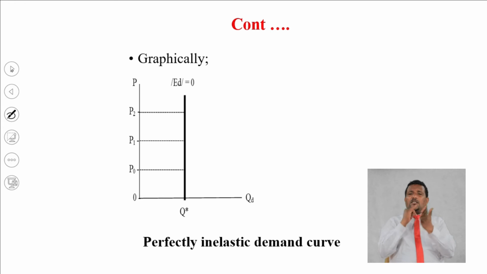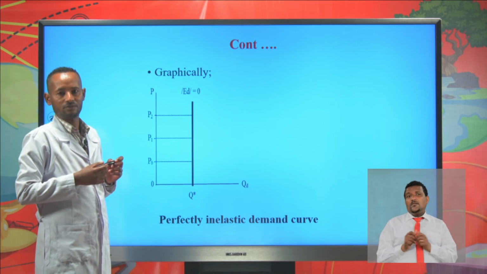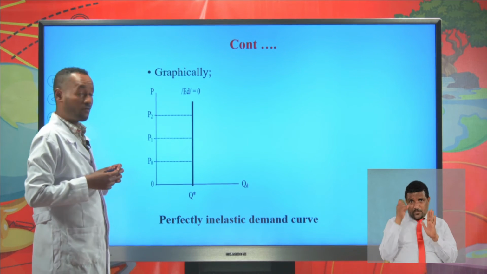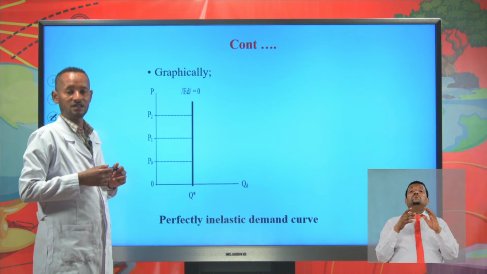This is the perfectly inelastic demand curve. Products which are essential for survival have perfectly inelastic demand. For example, the demand for insulin is perfectly inelastic.